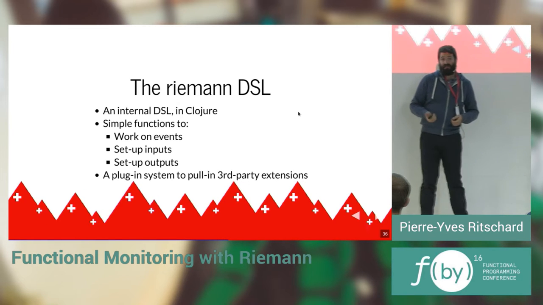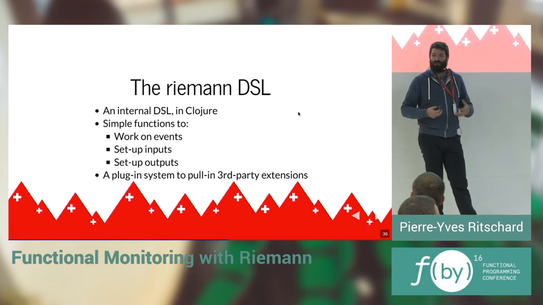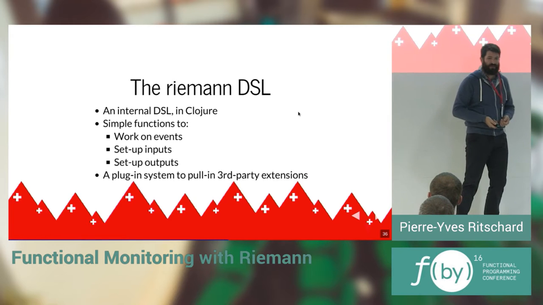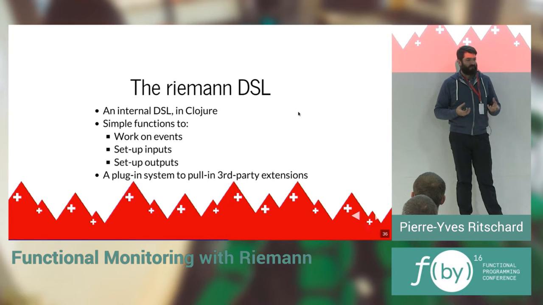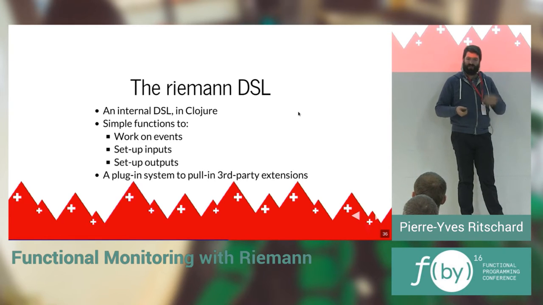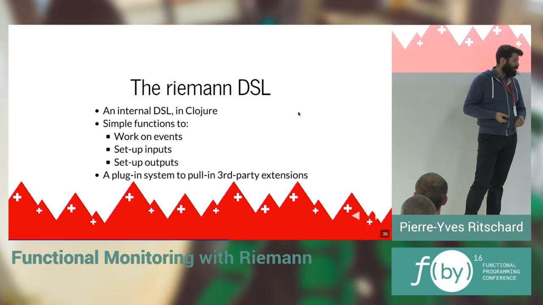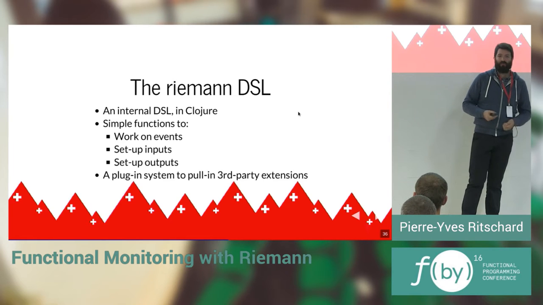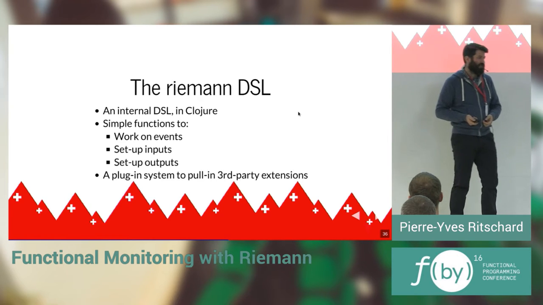As far as the DSL is concerned, what you're given as a consumer or a user of Riemann is Clojure. You write your configuration file in Clojure itself. It's an internal DSL, but you have a lot of facility functions to work with events, to set up inputs, to do janitorial types of things, and then to also set up outputs. We also have a plugin system which allows you to build functionality for your own third-party integration and plug it in.